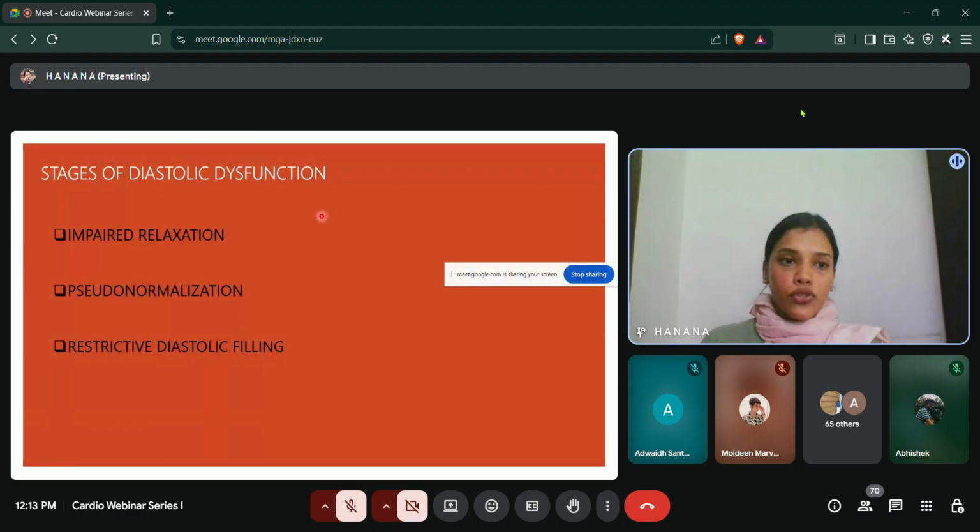Okay, now we are almost at the end of the stage, which is the stages of the diastolic dysfunction. First one is the impaired relaxation.